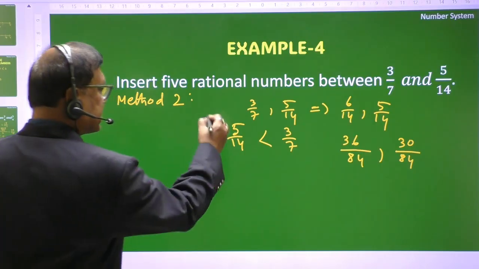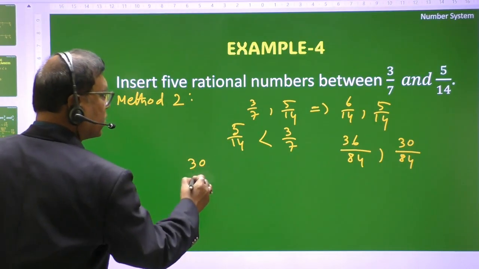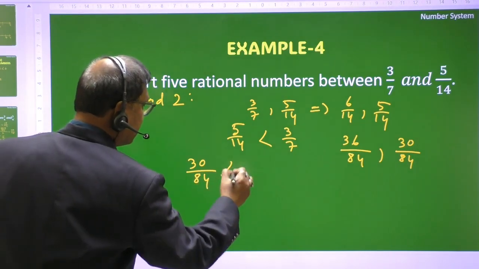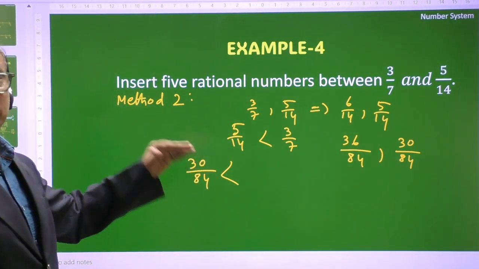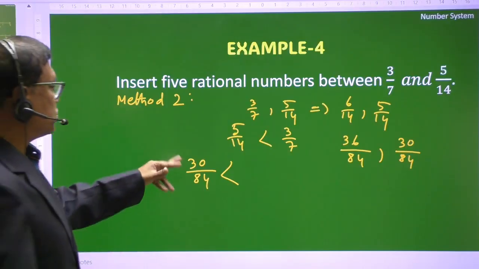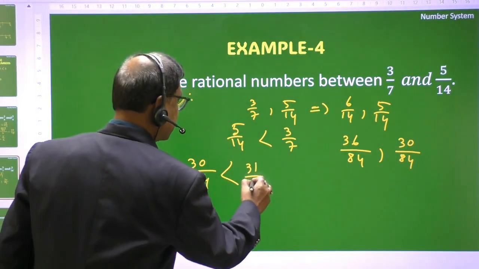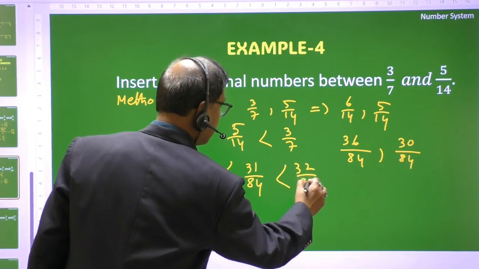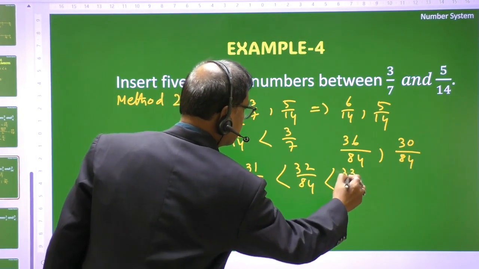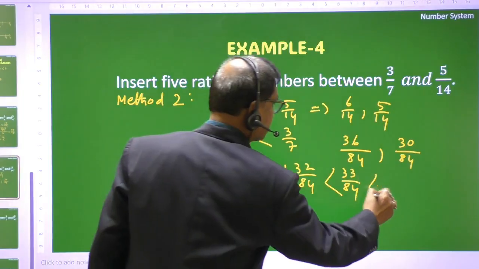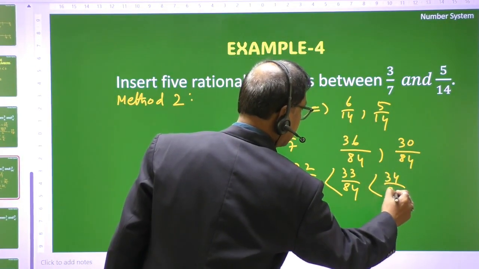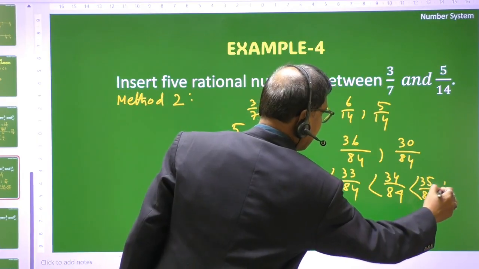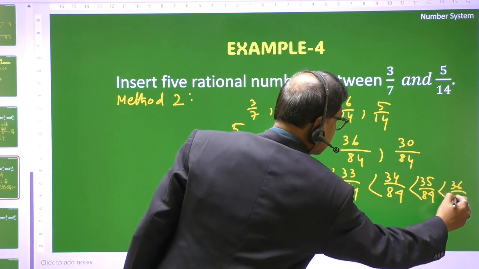After this, very simple. First we will write the smaller value, 30 upon 84. Then we will increase the numerator by 1. So 31 upon 84, the next rational number 32 upon 84, next 33 upon 84, next 34 upon 84, next 35 upon 84, and next 36 upon 84.